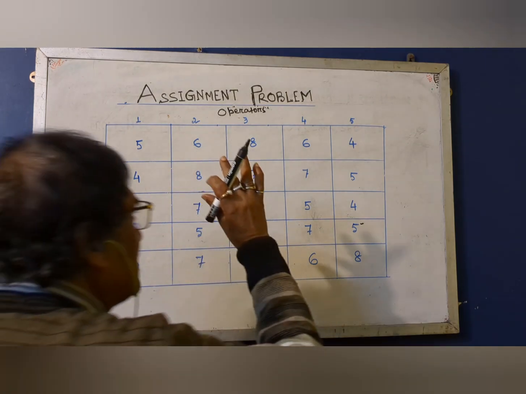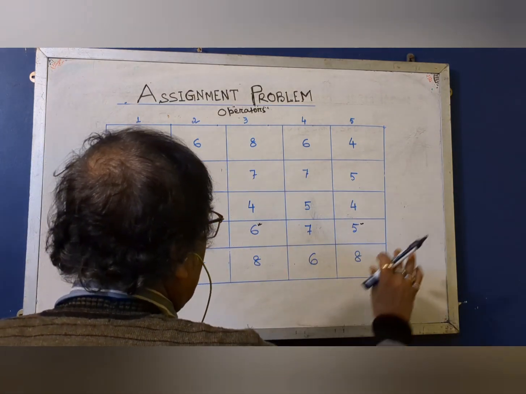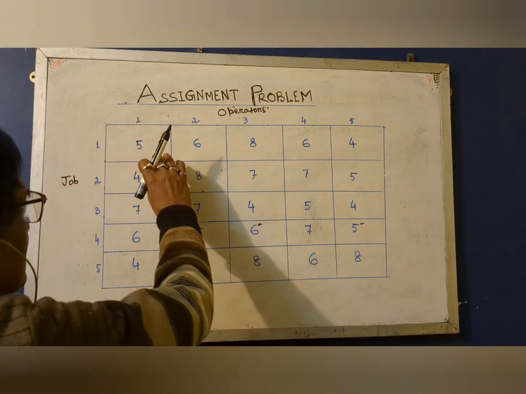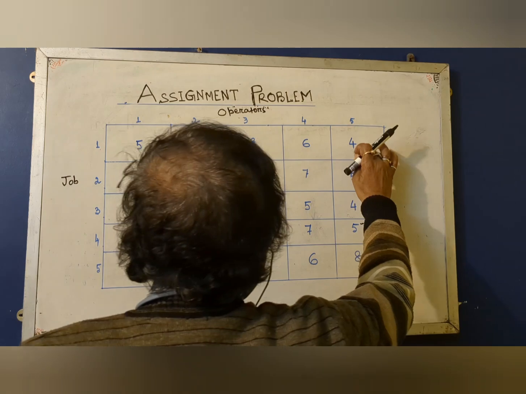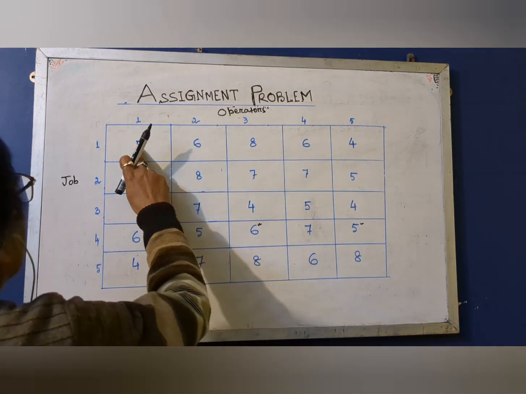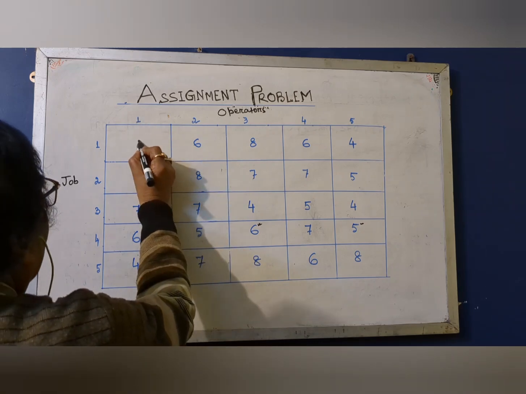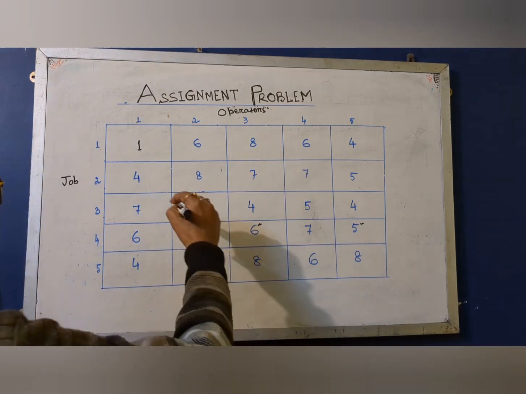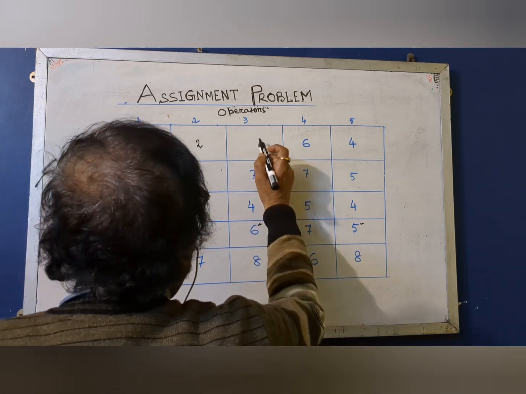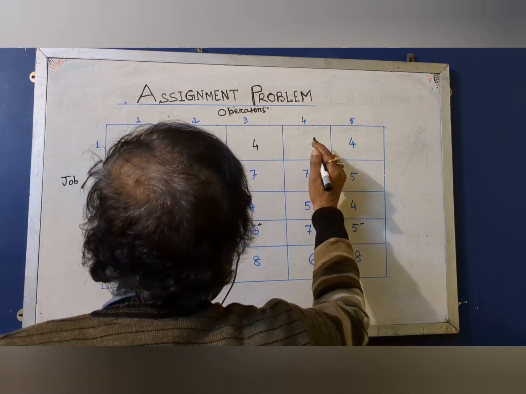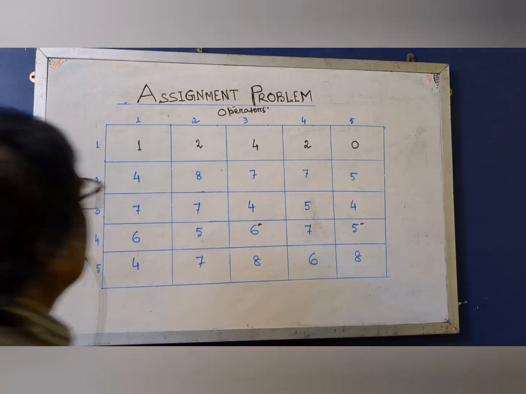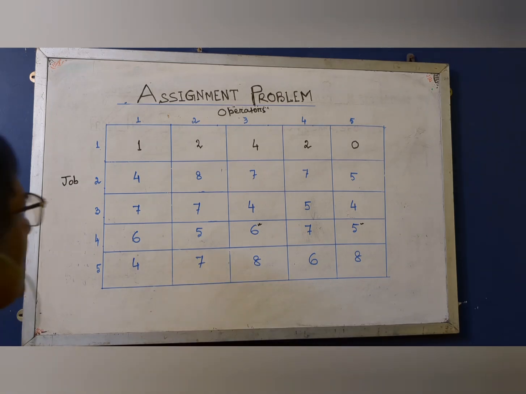I am doing it on the same matrix, as there is a limitation of space. I am not able to erase it. So here the lowest element for this row is 4. That's why 4 is being subtracted from all the elements. So if we subtract 4, then you will get 1. 5 minus 4 is 1. 6 minus 4 is 2. 8 minus 4 is 4. And 6 minus 4 is 2. 4 minus 4 is 0. The first row operation has been completed.